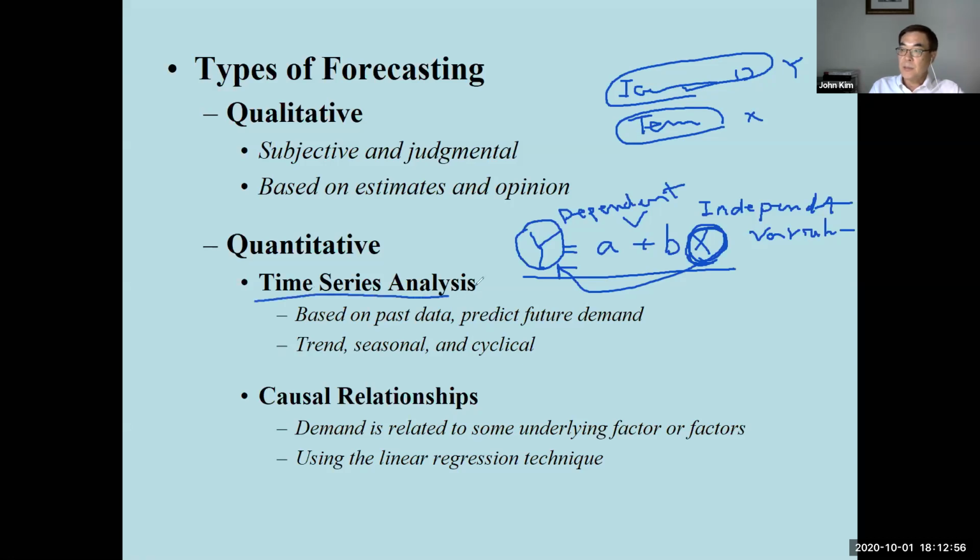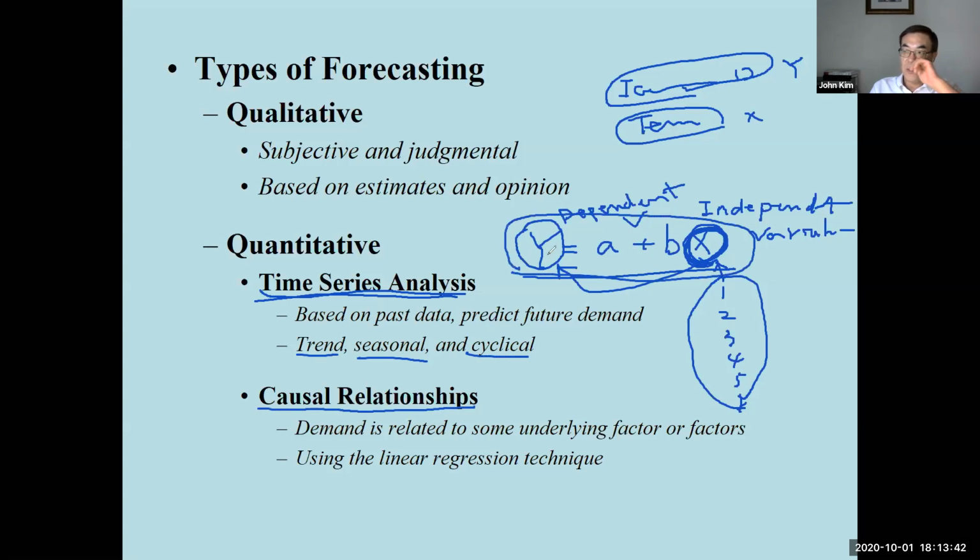In time series, if the X variable is related to time, so time changes, 1, 2, 3, 4, 5, 6, 7, like this. So if the X variable is time-related data, then using that time series data to forecast is time series analysis. Based on this analysis, we can find the trend, seasonal and cyclical elements, and then using that pattern, we can forecast.